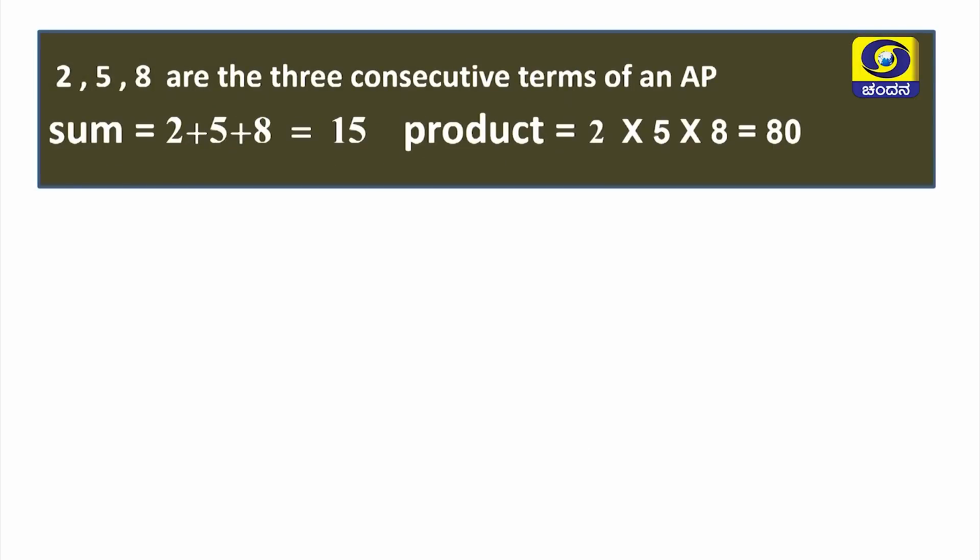2, 5, 8 are the 3 consecutive terms of an AP. And their sum, if you observe, it is 15. And if you observe, the product of those 3 consecutive terms is 80. 2, 5, 8 are the 3 consecutive terms, add, it is 15. So, sum is 15. Find the product, it is 80. Therefore, the product is 80.